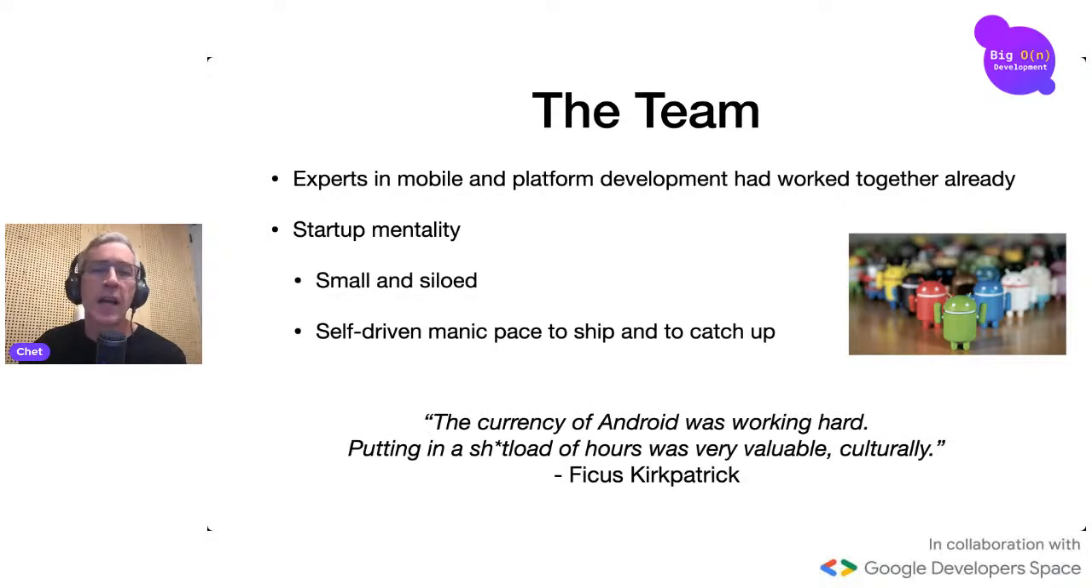One of the quotes in the book, I have a lot of quotes from many of the people that I talked to, and certainly a few from Ficus. The currency of Android was working hard. Putting in a shitload of hours was very valuable culturally. He said at another place that he doesn't think of himself as being one of the smartest engineers, but he will work really hard. And I think that was true for many of the engineers, that they were putting in effort in terms of what maybe they didn't have in terms of brilliant observations to code up at all times. If you just keep going and keep working really hard, then that helps contribute to the product as well, because there was a lot of work that needed to be done.